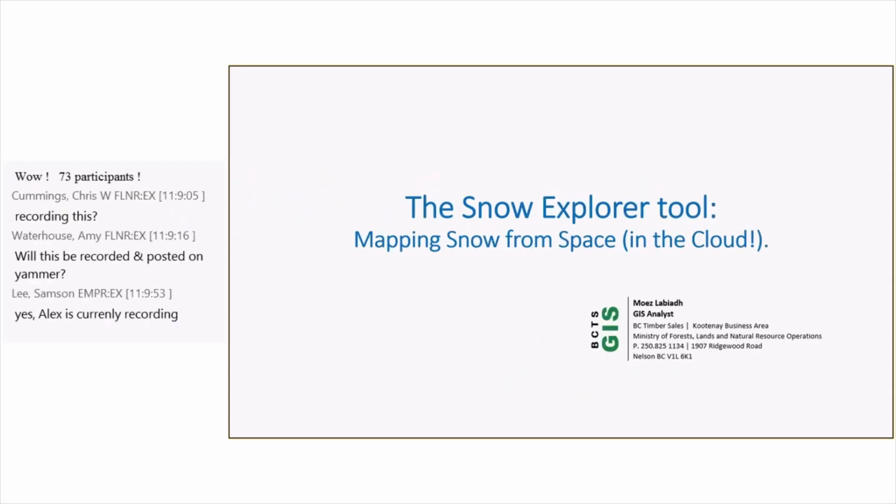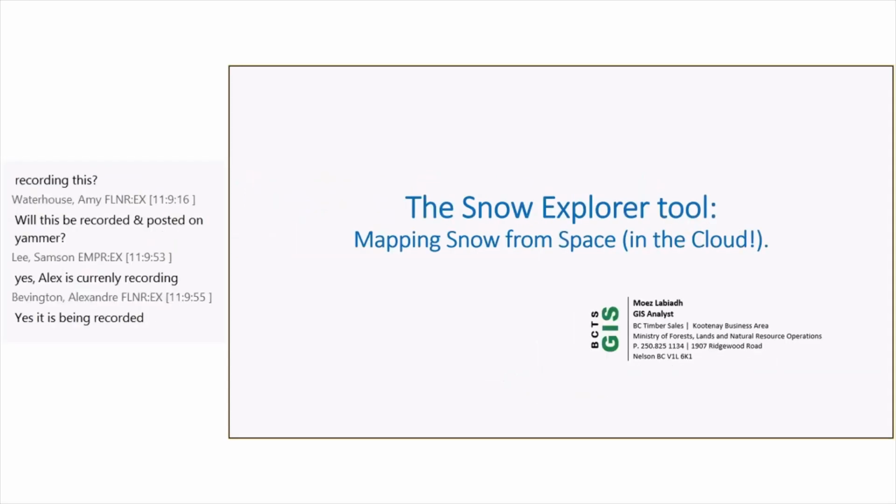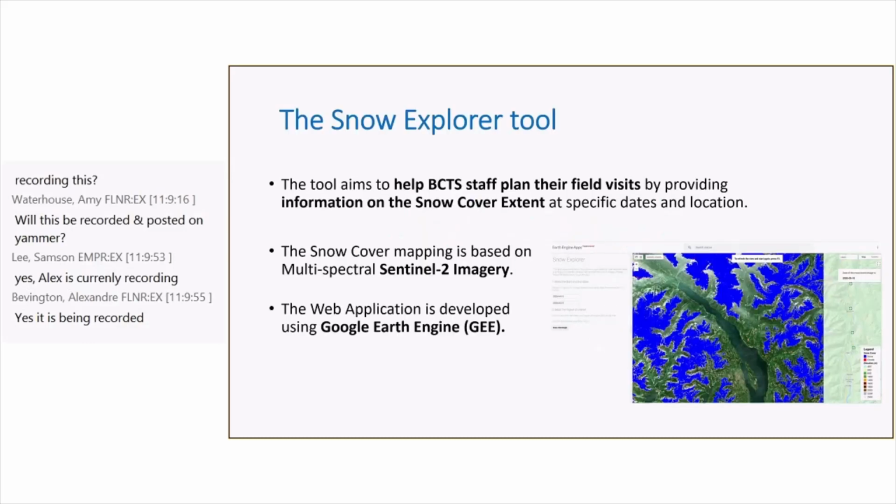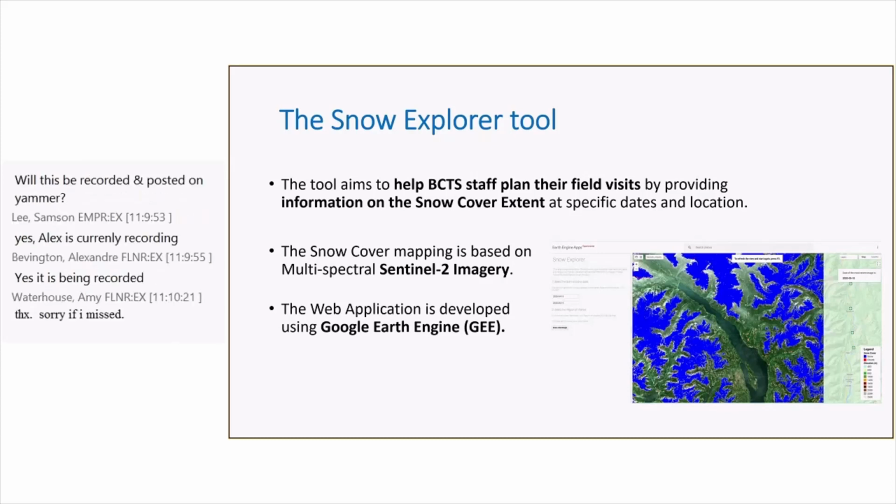Today I'm going to share with you a tool I developed for mapping the snow cover extent from multispectral satellite imagery. I call it the Snow Explorer tool. So the main purpose of the tool is to provide our field staff with a quick way to check whether an operating area or specific location is accessible and snow-free, and that helps them better schedule their spring field activities, mostly silviculture stuff like tree planting, brushing, and surveys.